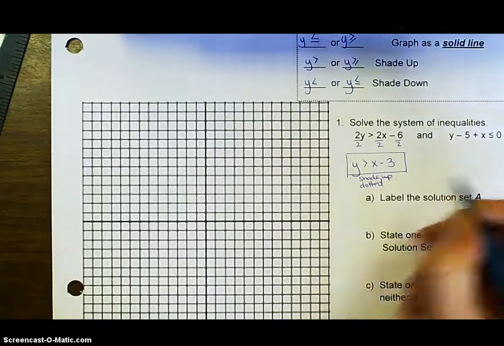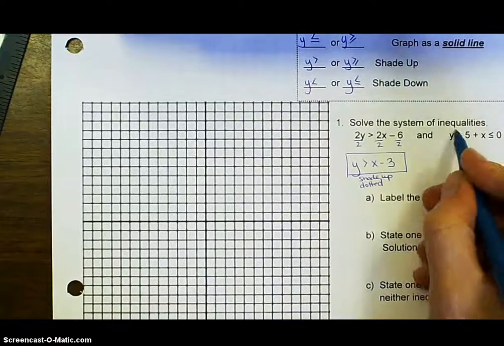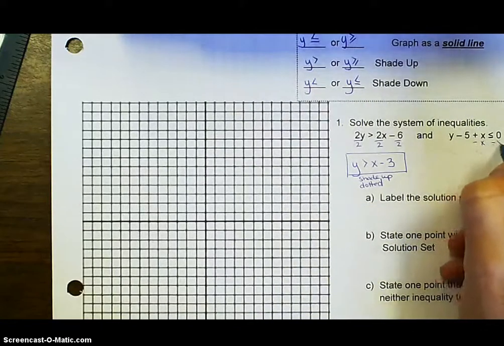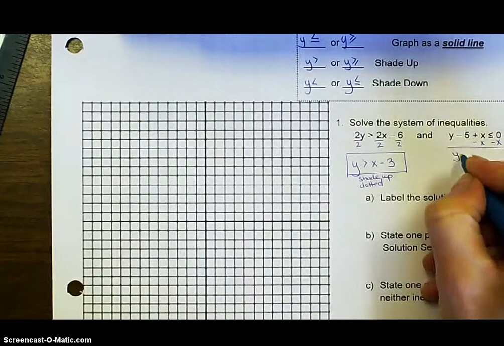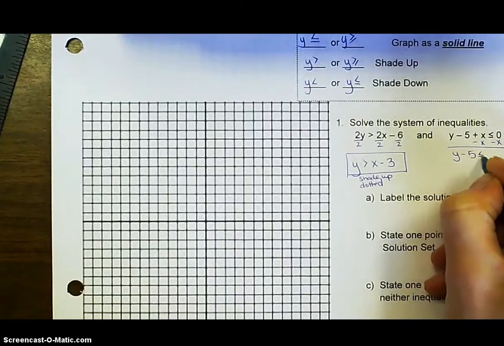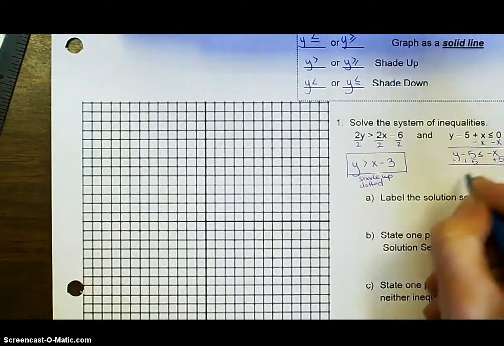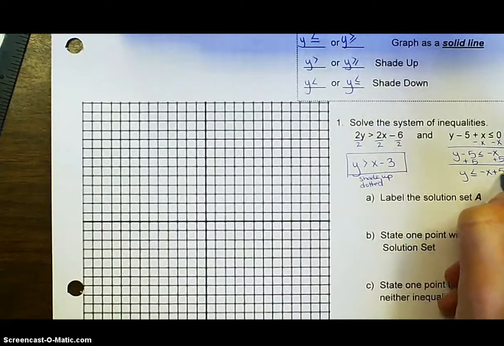Okay, let's take a look at the next one. So over here, again, we want to get the y by itself. So the first thing I'm going to do is subtract the x to the other side. So y minus 5 is less than or equal to -x, and then I'm going to add the 5 over. So now I get y is less than or equal to -x plus 5.